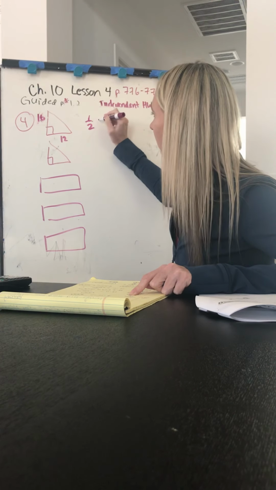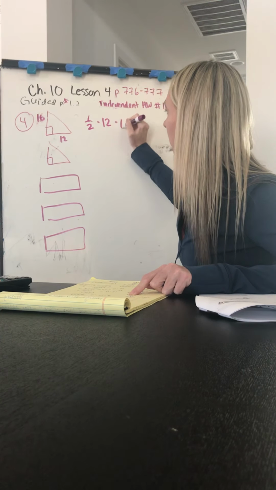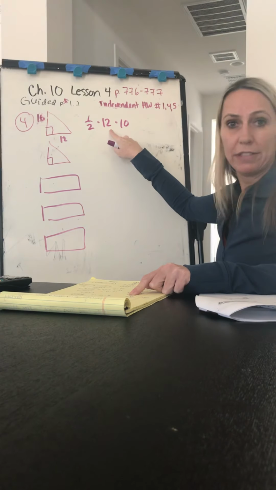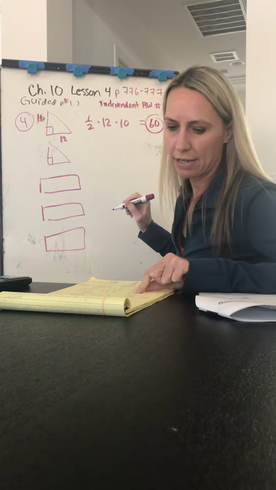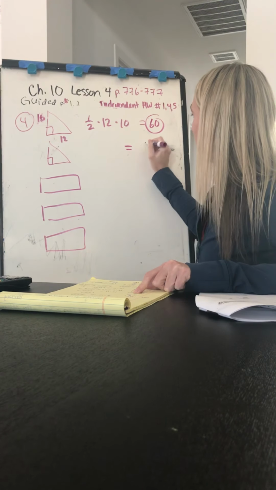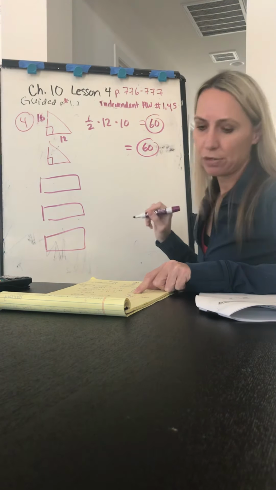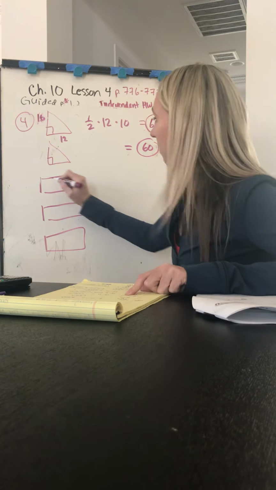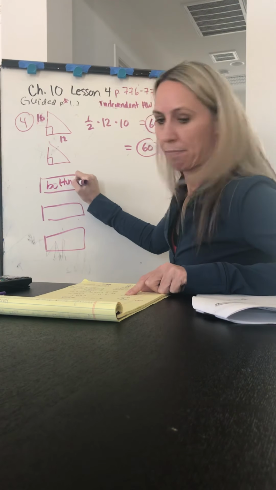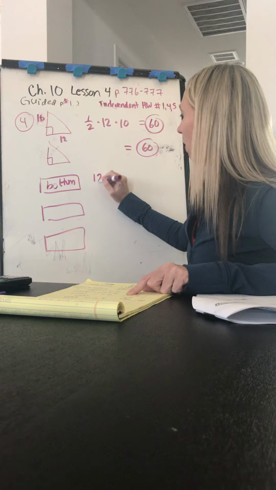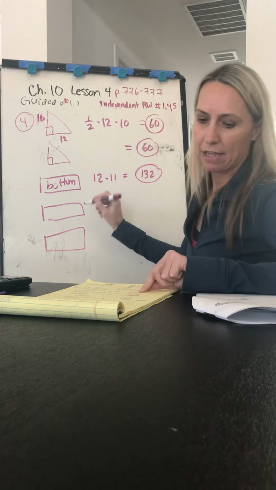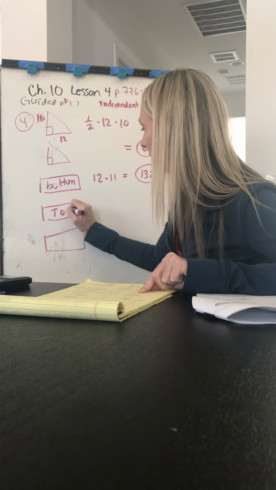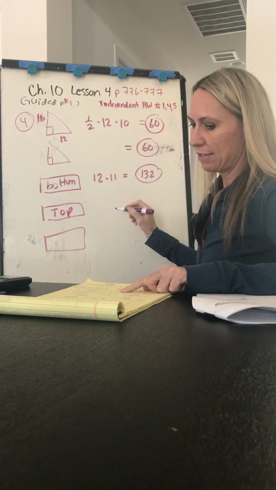So it's 1/2 times base times height. So 1/2 of 12 is 6. 6 times 10 is 60. Okay, and then this one's also going to be 60. And you don't have to do that twice. And then we have the bottom, and that's going to be 12 times 11. That gives us 132.